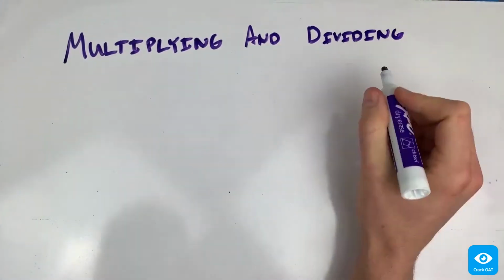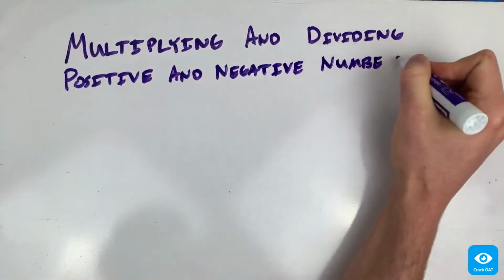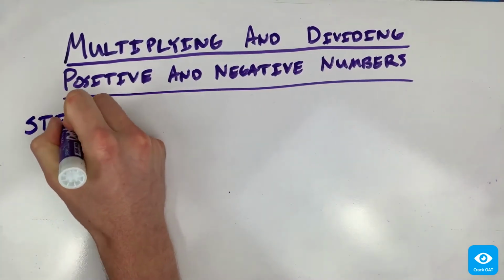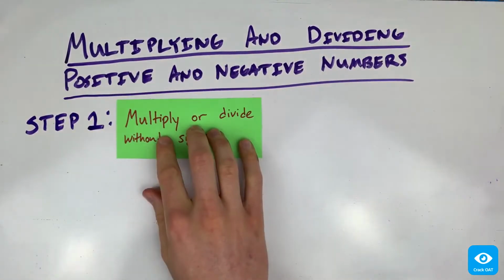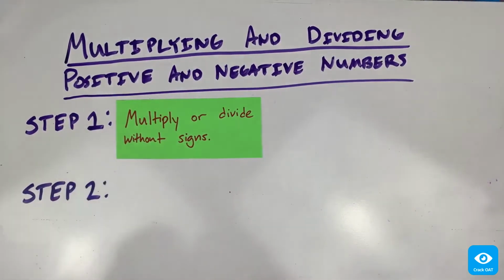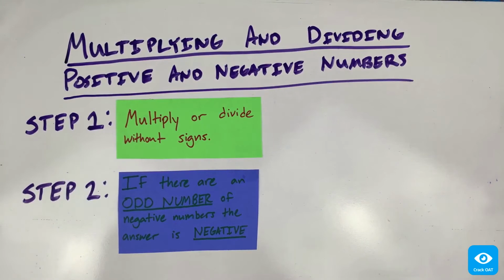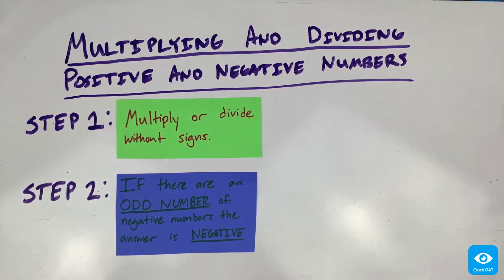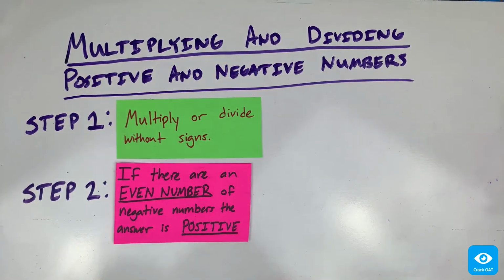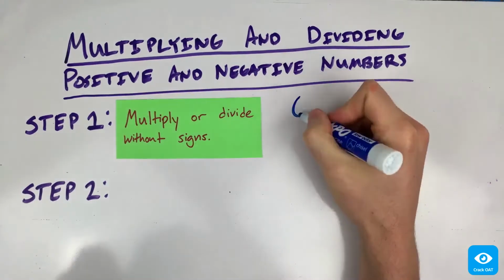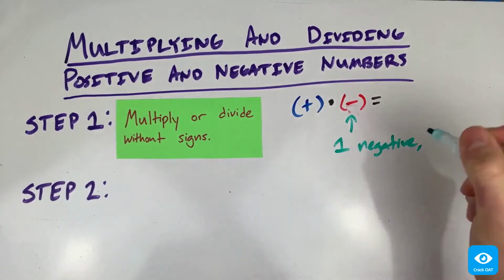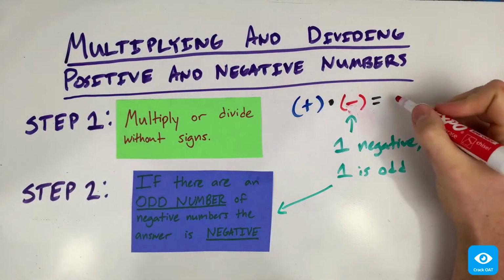Multiplying or dividing positive and negative numbers can be done in just two easy steps. Step 1. Ignore the signs and multiply or divide the numbers like usual. Step 2. If there are an odd number of negative numbers, make your answer negative. If there are an even number of negative numbers, make the answer positive. And that's it. So if we have a positive times a negative, there's only one negative. And since 1 is an odd number, the answer is negative.